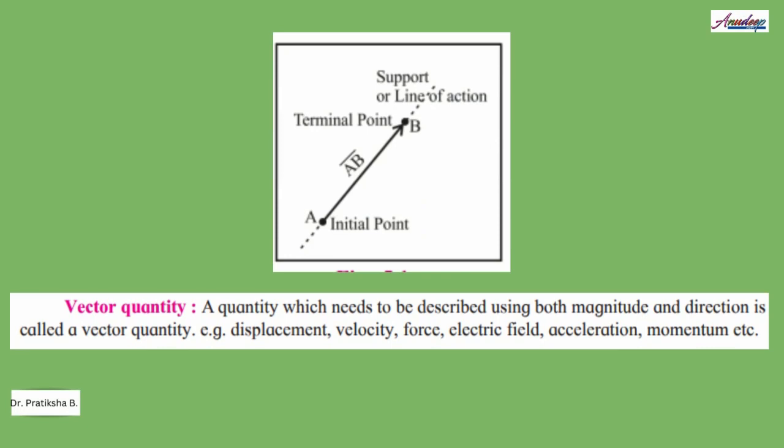Vector quantity. A quantity which needs to be described using both magnitude and direction is called a vector quantity. For example, displacement and velocity. You see a figure on the screen that shows the vector AB. It has a direction. It shows the initial point and the terminal point. So vector AB is moving in a specific direction with the given magnitude.